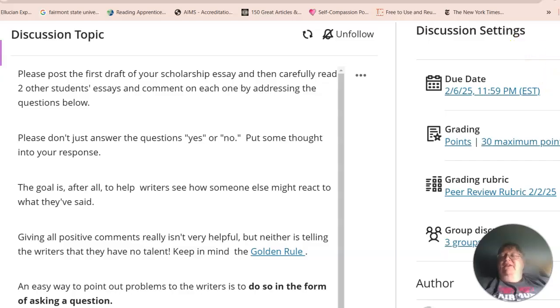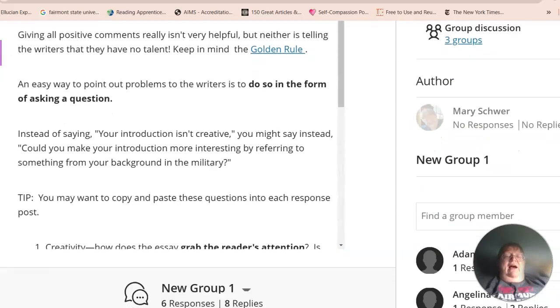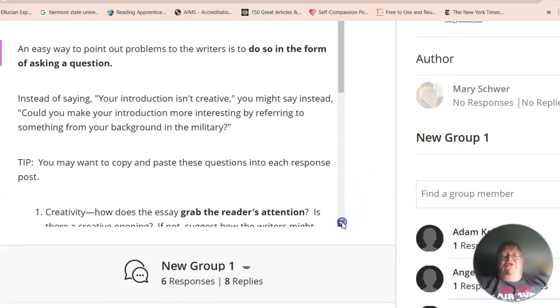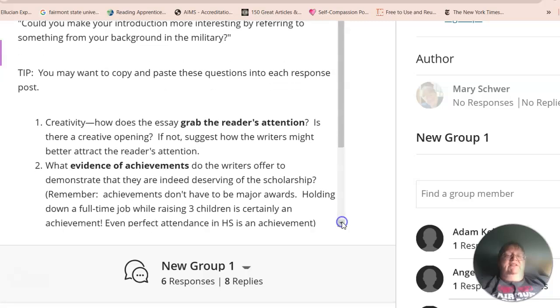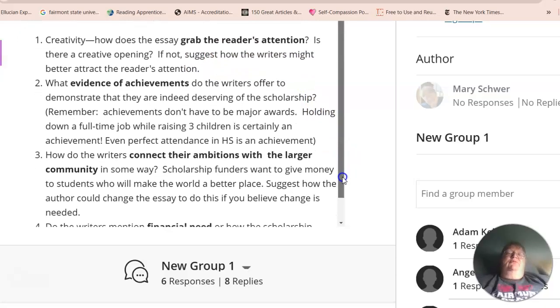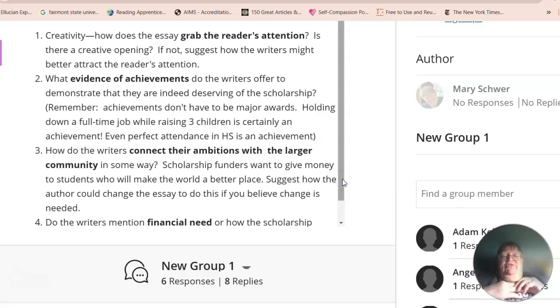or what made this essay successful. So I've given you some basic comments to answer. I suggest that you, in fact, copy and paste the questions into your response box and answer them. So the first one is about creativity. How does the introduction grab the reader's attention? Does it grab the reader's attention? And if you don't think it's very attractive, try to suggest something that the reader could talk about that would frame the essay a little bit better.